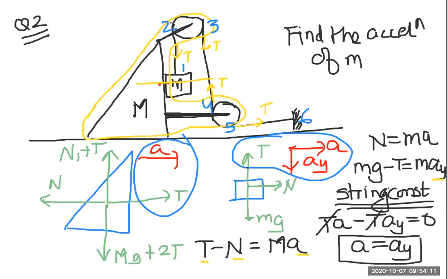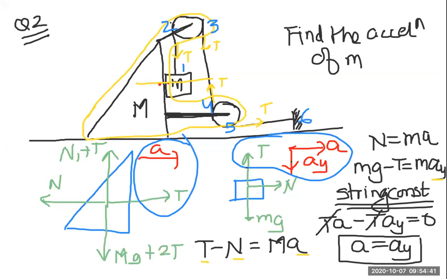Are you sure? Look at the diagram again. What will happen to the length 3, 4? 3, 4 will be same. 3, 4 cannot change, right? Because the pulleys, they are fixed. Nothing happens. 3, 4 remains the same.